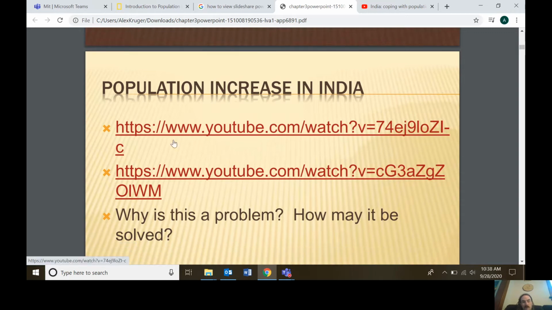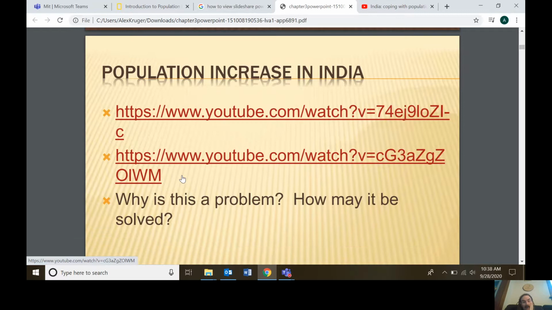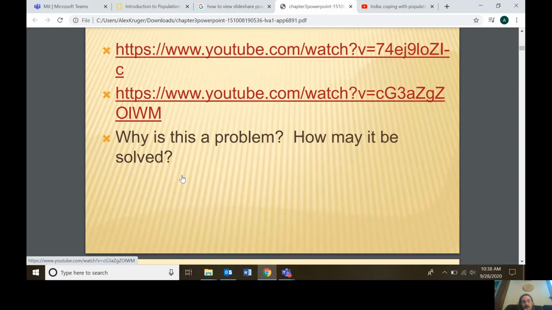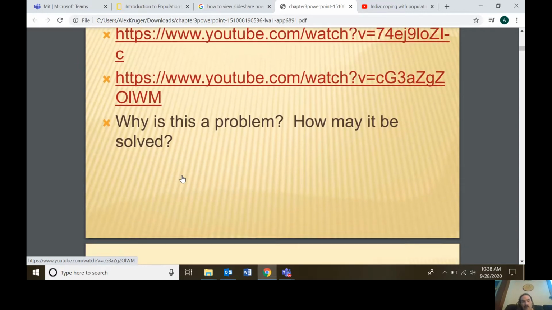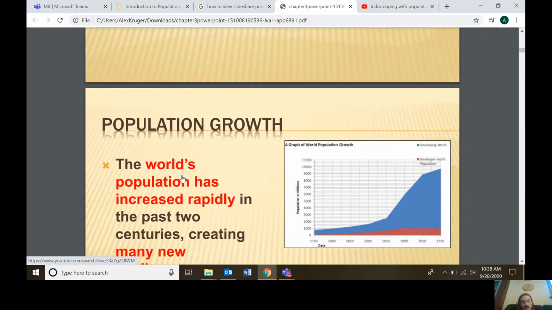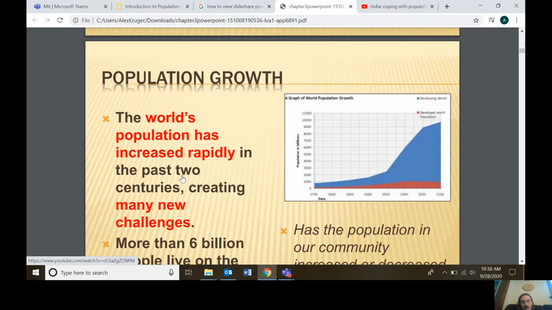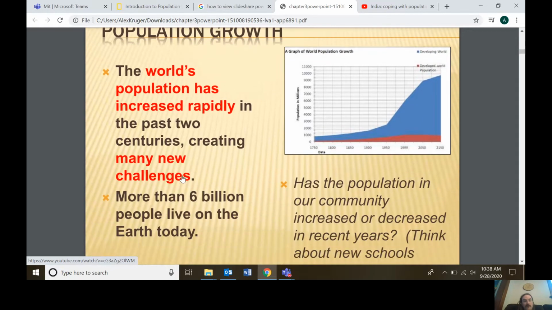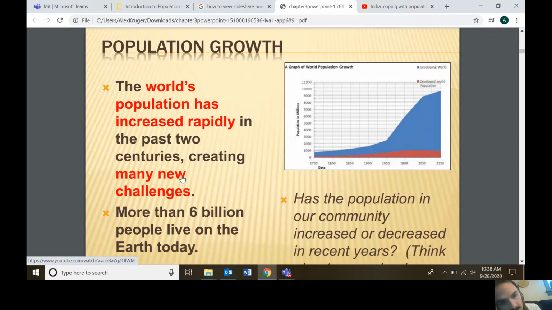And there's two videos. One's about 4 minutes. One's about 8 minutes, if I remember correctly. And they kind of talk. They bring up the population increase in India and how it's such a problem that their country is facing. So basically, for today, I'm just going to have you guys watch those two YouTube videos, and then we'll get into population growth after that. But before you watch the videos, I'm just going to kind of cover a little bit.